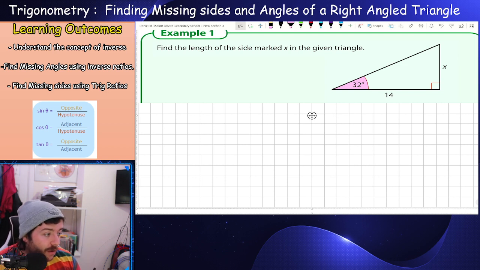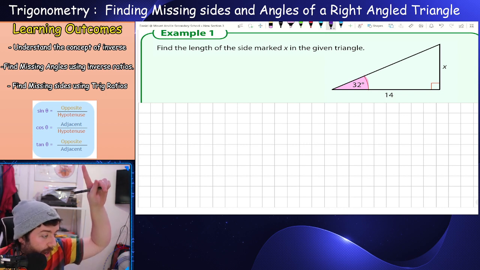Usually when we were solving for missing sides of a right angle triangle, we were using Pythagoras' theorem. But in this case, I don't have two sides to work with. I only have one side and an angle. So what can I do here? Well, I'm looking for this side here. I'm going to use my trig ratios to help me solve for this missing side.